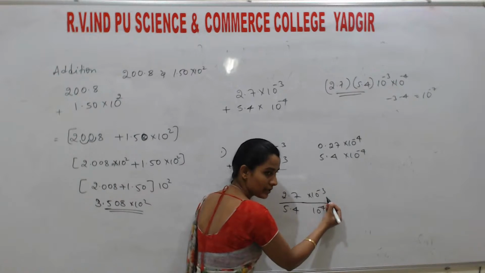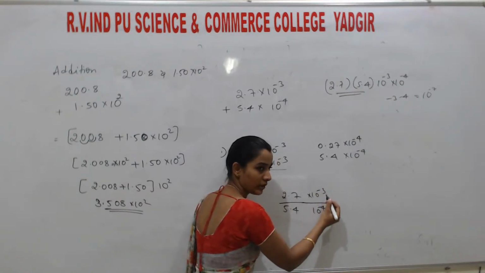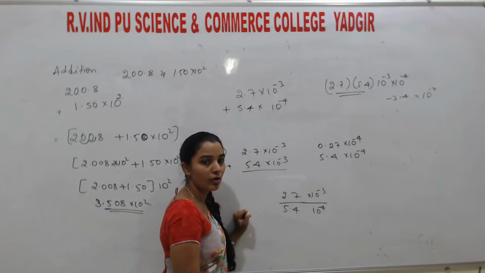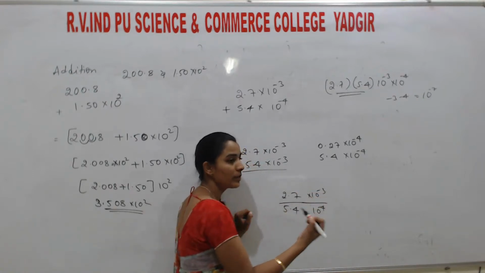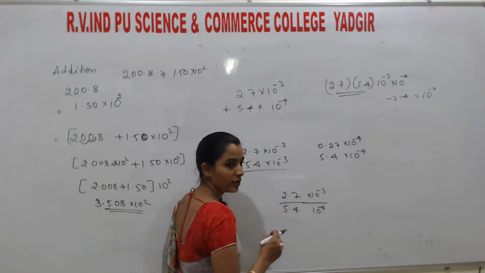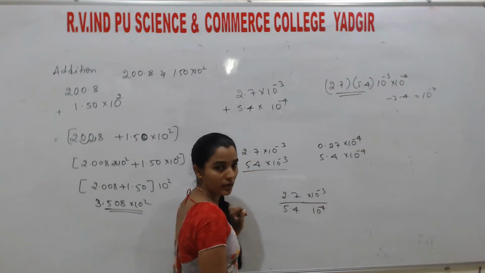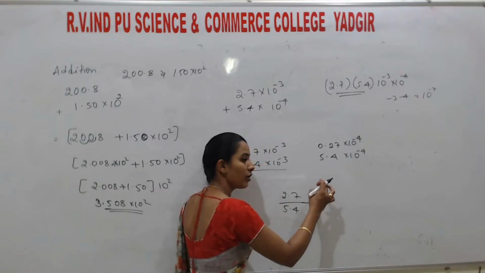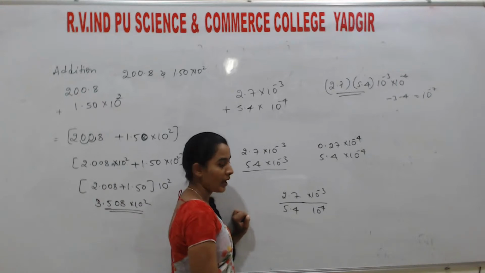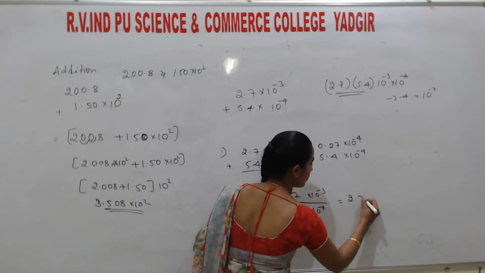Here 10 raised to minus 3 is there. It is in numerator. If we change the position from numerator to denominator, from minus 3 it becomes plus 3. Okay. Here 10 raised to minus 4 is there. It is in numerator. If we convert numerator to denominator, interchange the place, it becomes what? Plus 4. That means this becomes what?